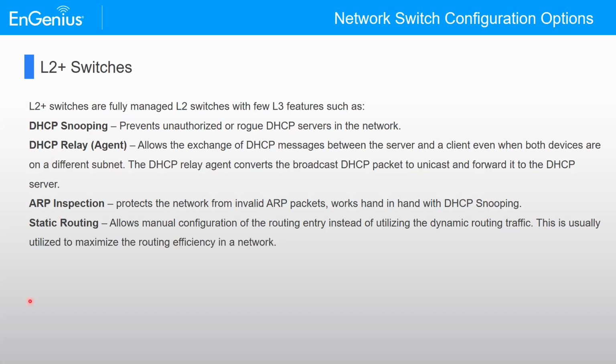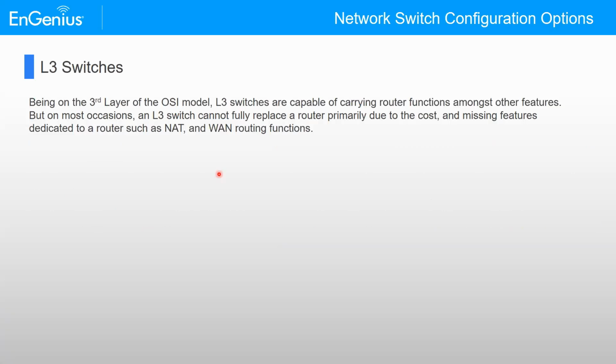And then we also have ARP inspection. ARP inspection prevents invalid ARP packets from coming in. It works hand in hand with DHCP snooping as well, so it protects your network from attacks and hacks. Our layer 2 plus switches also have static routing. This means you can optimize your routing table properly. Instead of using dynamic routing, which is done in the background, you can specify which path your devices will take.